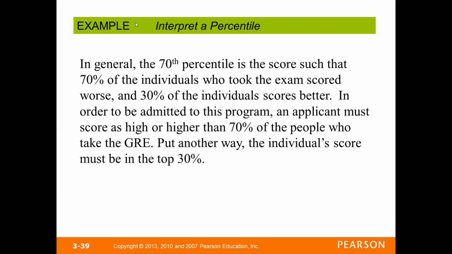So the 70th percentile means that 70% of individuals who took the exam scored worse and 30% of the individuals scored better. In order to be admitted to this program, an applicant must score as high or higher than 70% of the people who took the GRE. In other words, they must be in the top 30%.